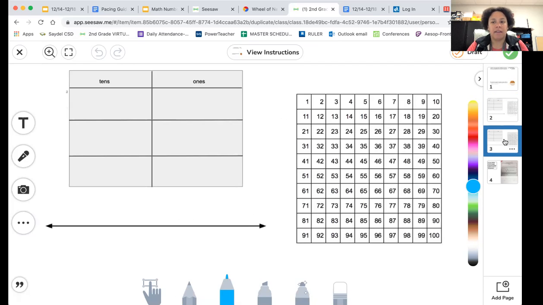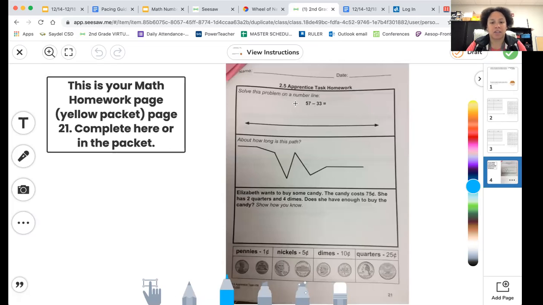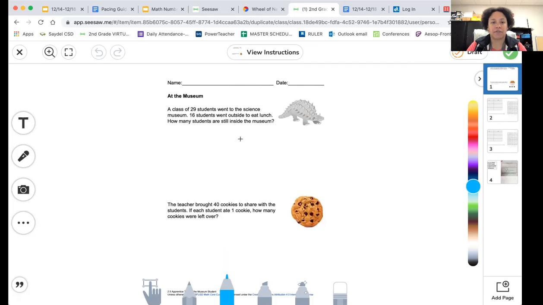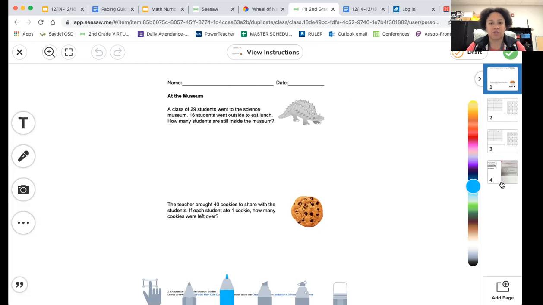Page 2 and 3 have tens and ones, place value mat, a number line, and a hundreds chart to help you solve the first two questions. On page 4 is your apprentice task homework. So this is your math homework page, which is in your yellow packet, page 21. You can complete that here on Seesaw or in your packet. You don't have to do it both places. One or the other will do. So again, you will solve first question first, second question second. You can show your work on page 2 and 3. Try to use some of the strategies we've been using to solve these problems.